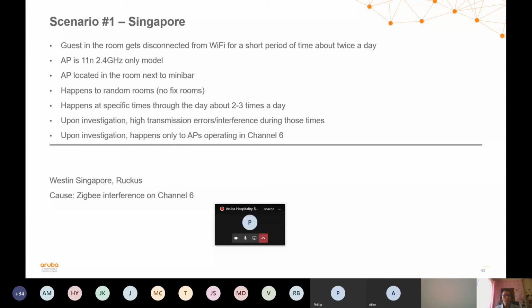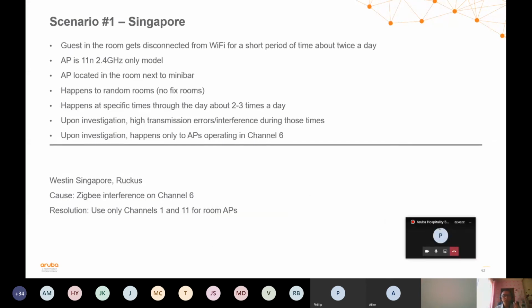So the resolution for this is that we block out channel 6, meaning remove it from the allowed channel list and use only channels 1 and 11, because these are in-room APs. By using channels 1 and 11, we do not have any issues with co-channel interference, because the walls separate the rooms, which allows us to mitigate co-channel interference. So we have fewer channels, in this case just 2, but it solved the problem.